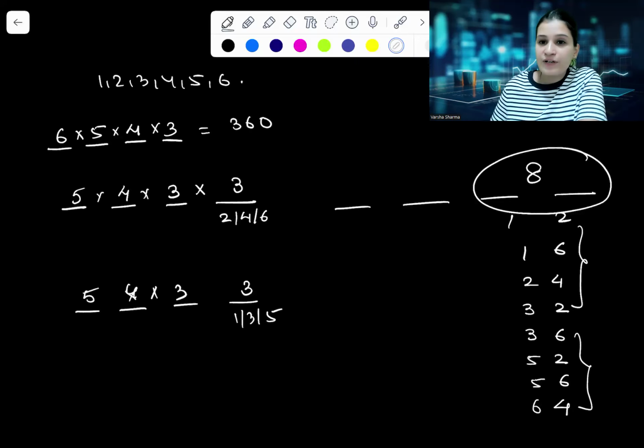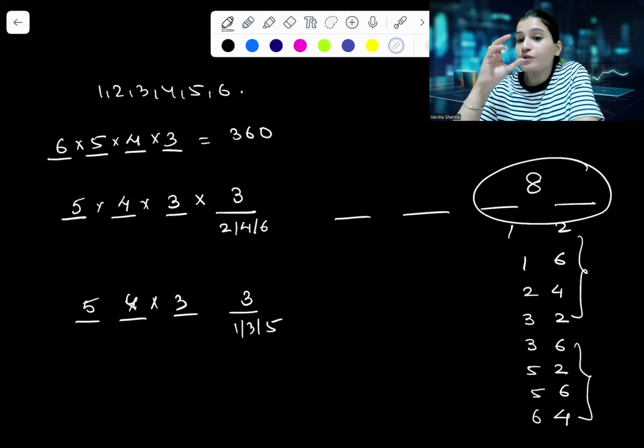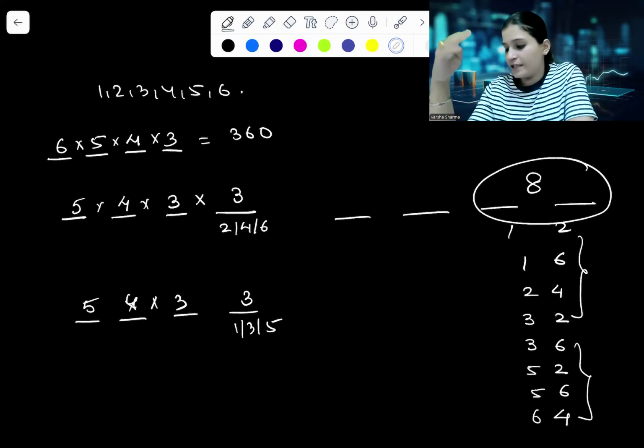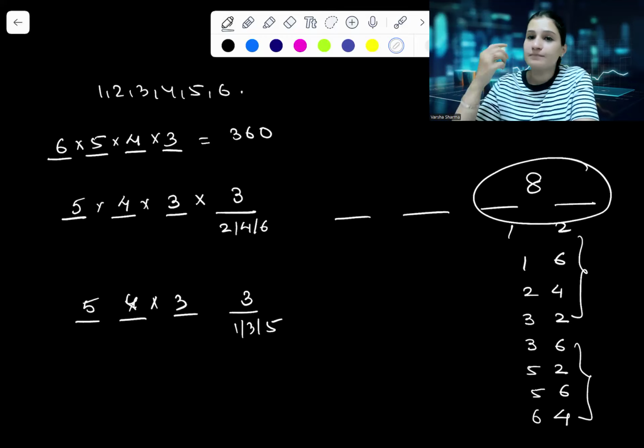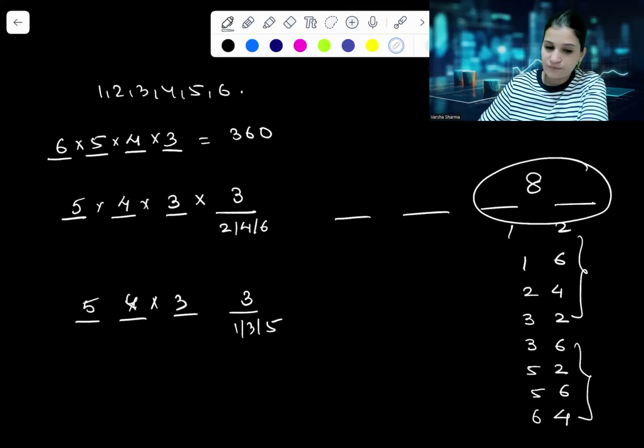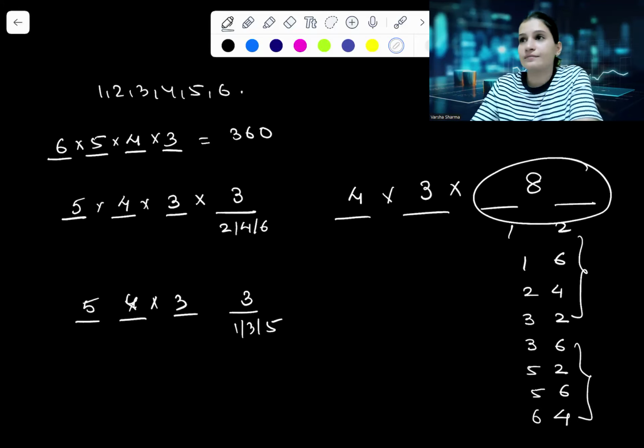Any one of the pair will sit there, yes or no? Yes, ma'am. Out of the total 6, 2 of them will sit there, either 1, 2 or 1, 6 or 2, 4, any one of the 8 options. But 2 digits will be occupied, so I have 4 remaining. The first place can be filled in 4 ways, the next place in 3 ways. Total 4 into 3 into 8. Clear? Yes, ma'am.